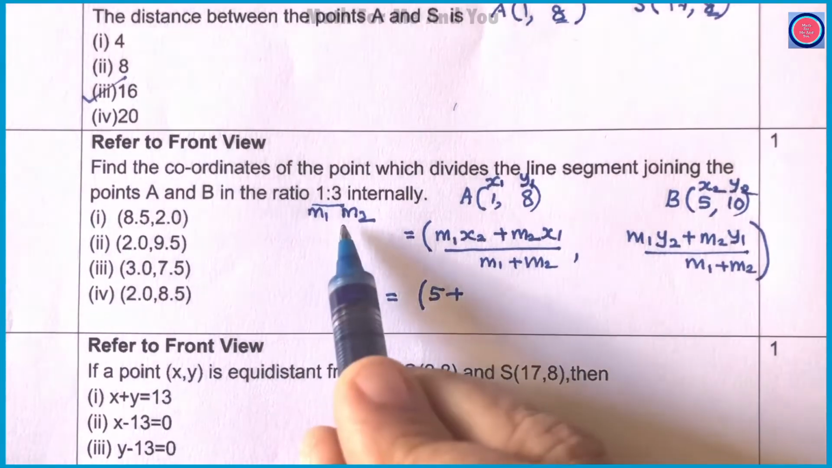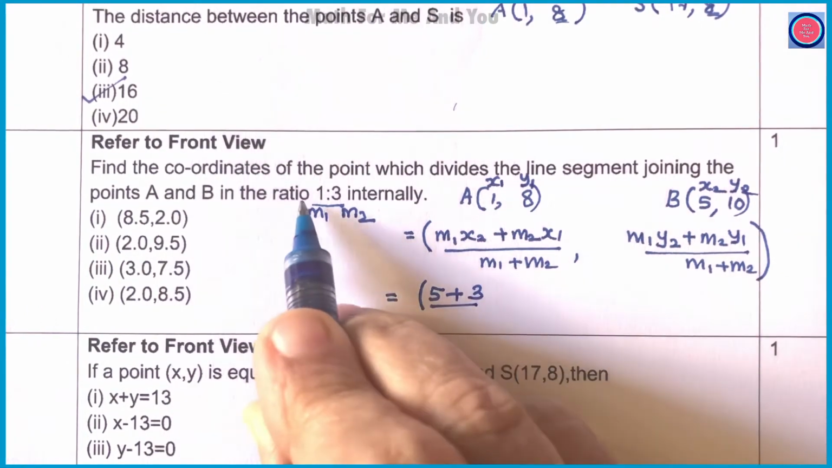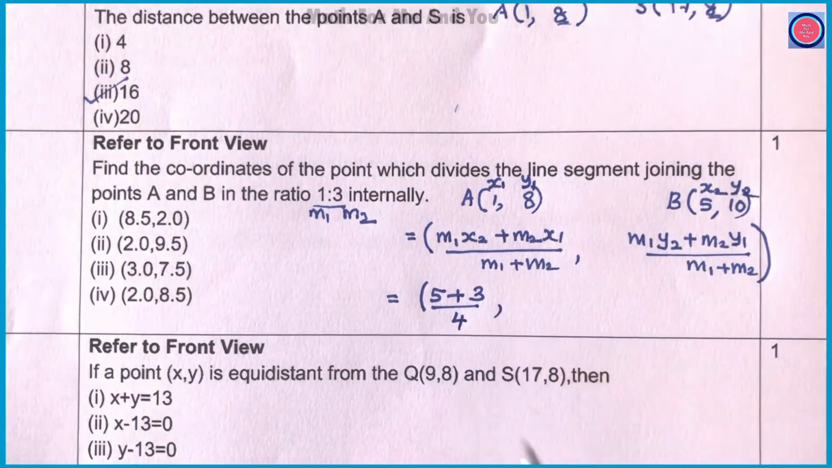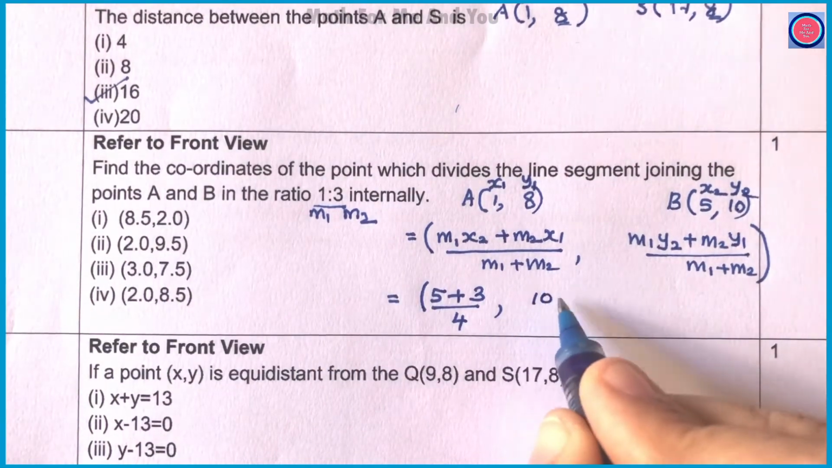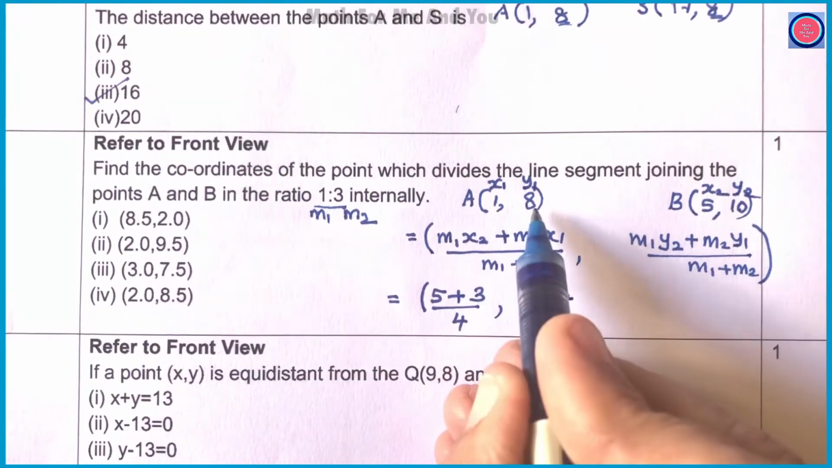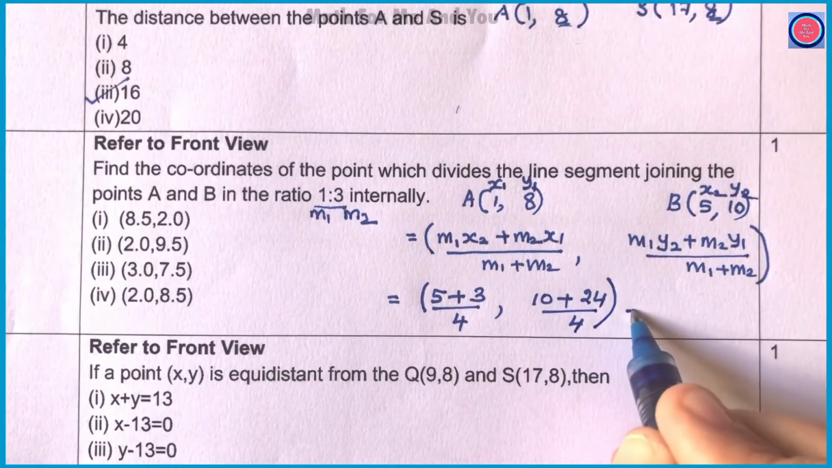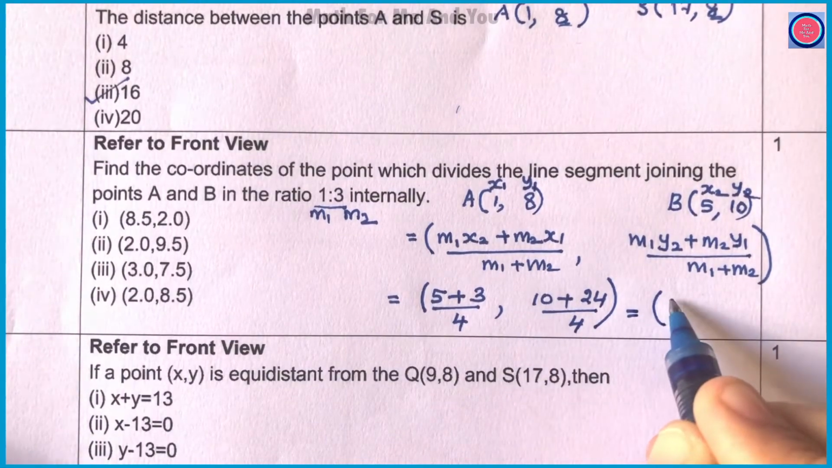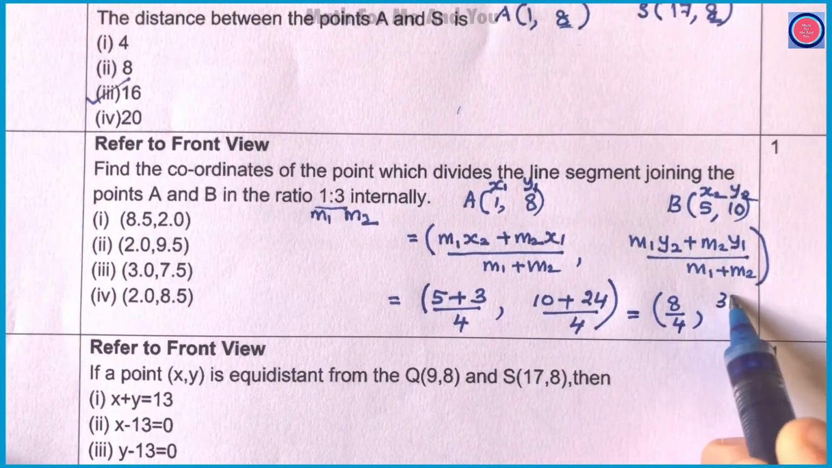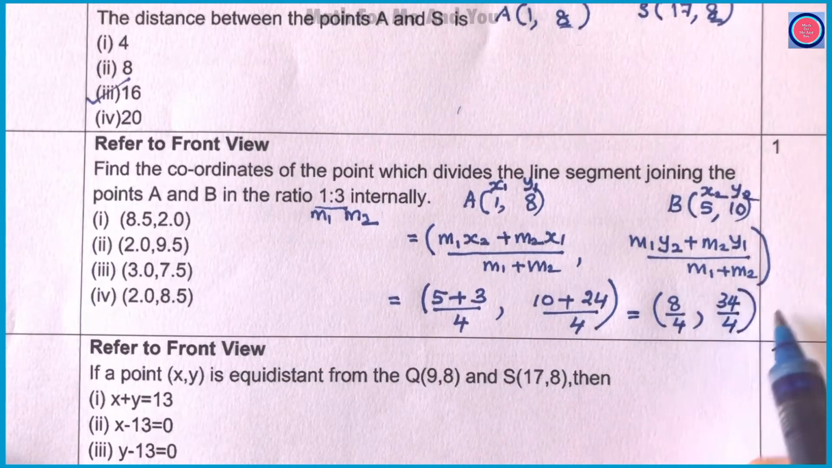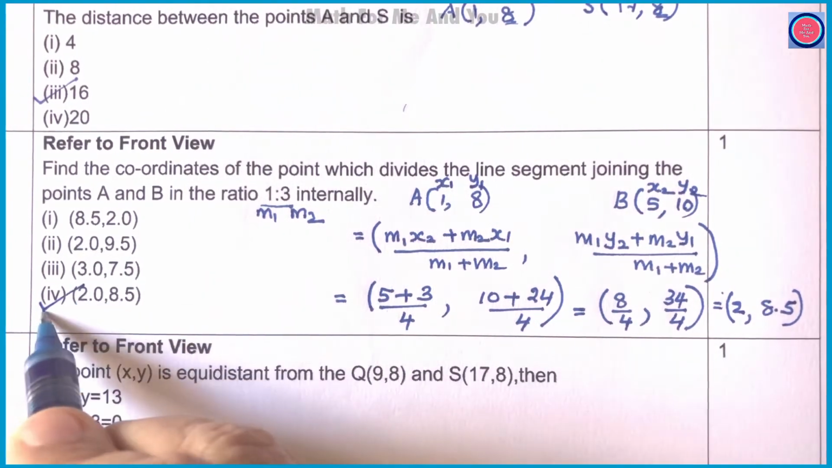M1, X2 that is 1 times 5 plus M2, X1 3 times 1 it is 3 over M1 plus M2, 3 plus 1, 4. Next is M1, Y2 that means it is 1 times 10 plus M2, Y1 that is 3 times 8, 24 over 4. 5 plus 3, 8 over 4. Then 34 over 4. 8 over 4 is 2. 34 over 4 is 8.5. So we get the answer 2, 8.5, which is the fourth option.